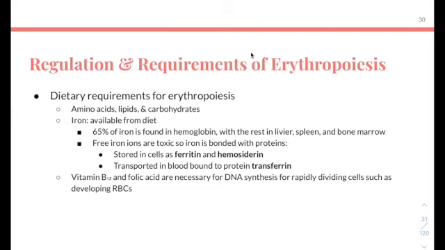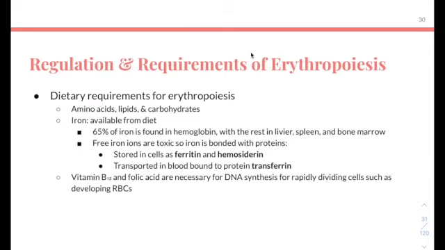We also need iron from the diet because 65% of iron is found in hemoglobin. So if you've ever had your iron checked in your blood, it's because a lot of it is found on the hemoglobin, which is on the red blood cells. It's also found in the liver, the spleen, the bone marrow, and there are also free iron ions, but those are toxic. So they tend to bind to different things.